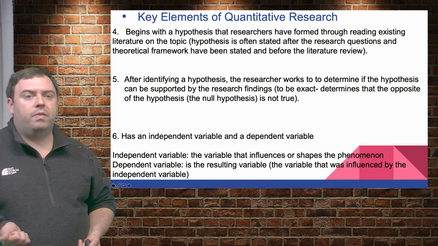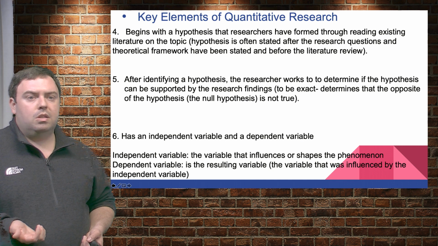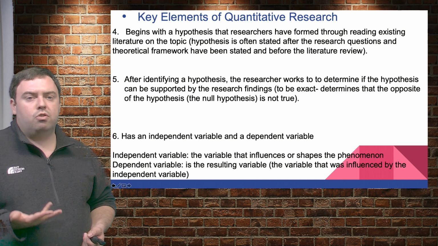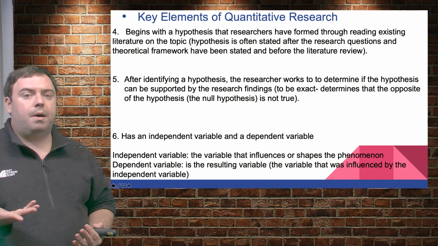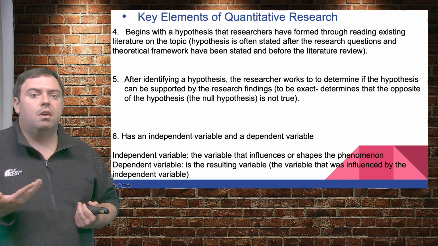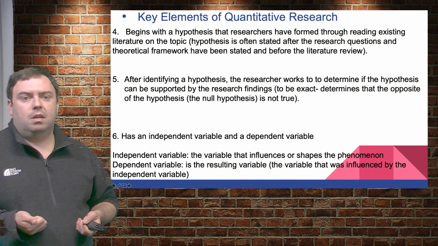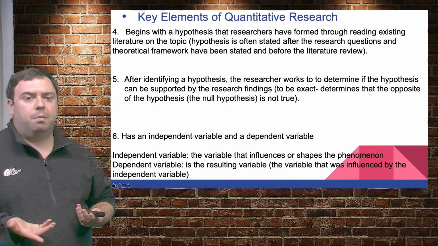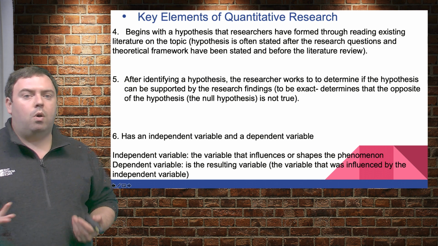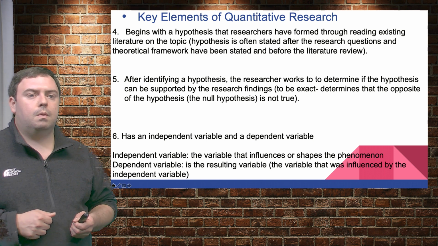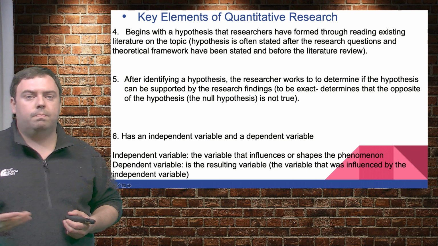So in terms of hypothesis and determining whether or not it's supported, you have to support that your hypothesis is the best explanation for why this phenomenon occurred. And to be specific, you're also explaining how there's not another explanation that could better explain why this happened. So the null hypothesis, the opposite of the hypothesis, cannot be true.